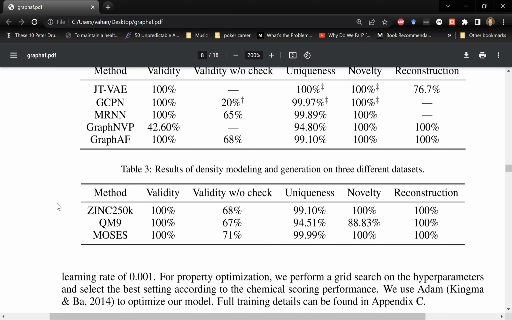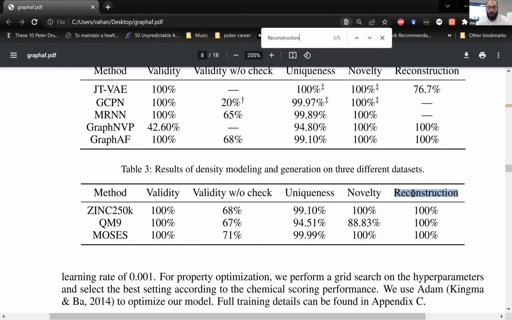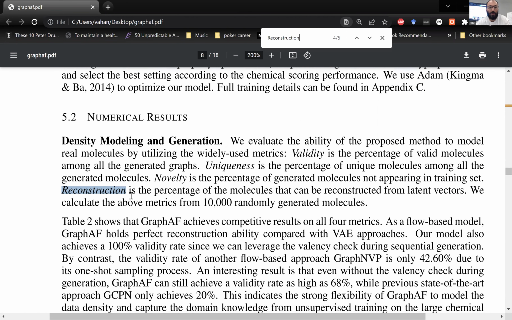What was reconstruction? I think when you give it a part of the molecule and then just. Let me find it. I know I took a note about that, but then I can't find it. Here is the percentage of molecules that can be reconstructed from the latent vectors. Yeah. So construct the molecule from the embeddings.